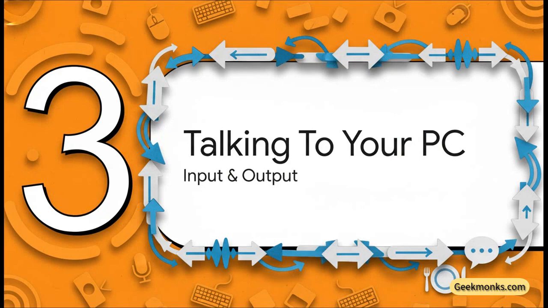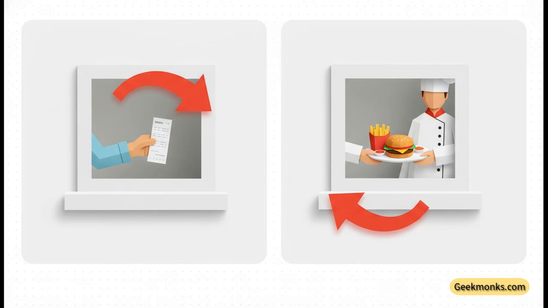Okay, so we get the kitchen staff, the hardware. We get the manager, the OS. Now let's talk about the final piece of this puzzle, and that's you. How do you actually talk to this whole system? How do you place your order and get your meal? It's actually a really simple two-way street. On one side, you have input. That's you, giving information and commands to the computer. And on the other side, you have output. That's the computer giving information and results back to you.